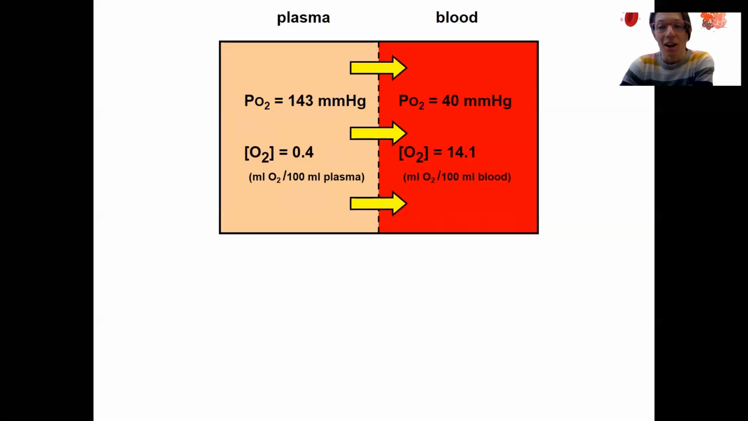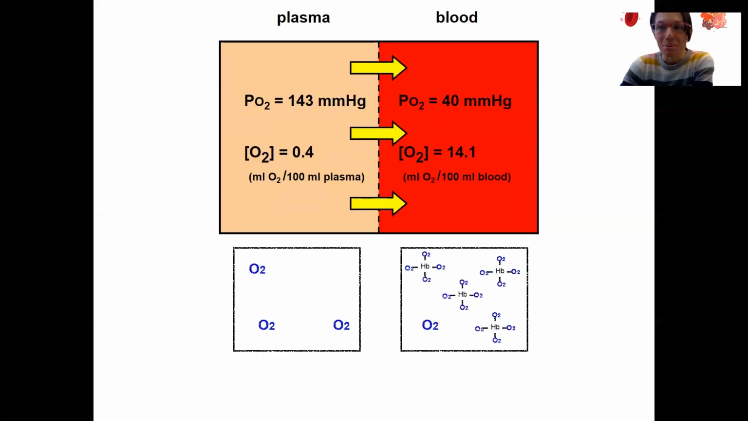that happens. Why is this? Let's look at what's happening inside. In the plasma, oxygen is just dissolved, right, in the plasma. Plasma is aqueous. Oxygen does not have a high solubility, does not dissolve super well, not very soluble. So there is a low amount.